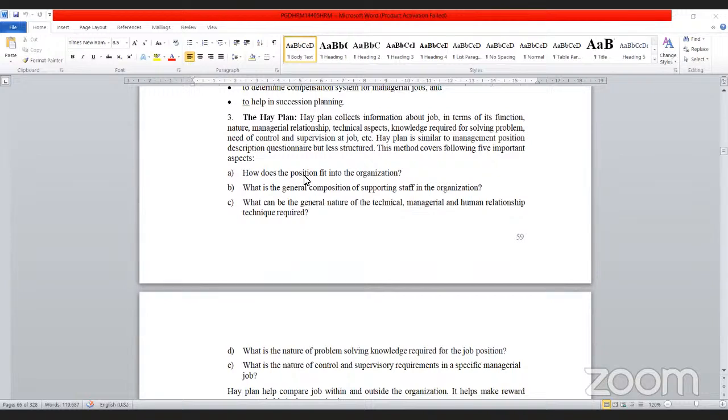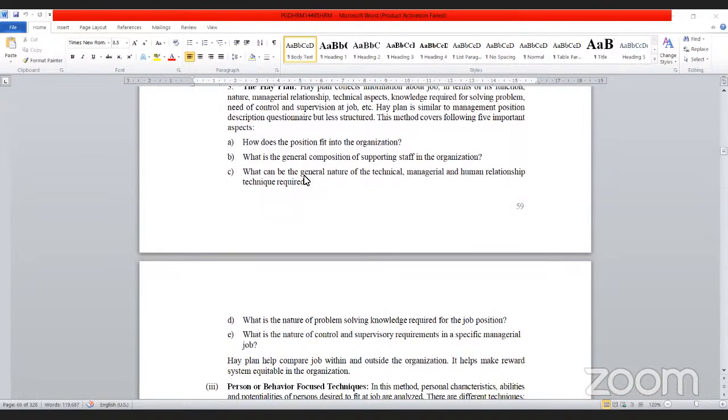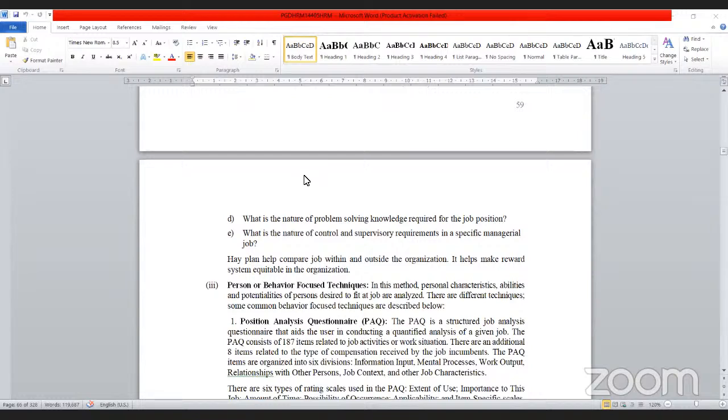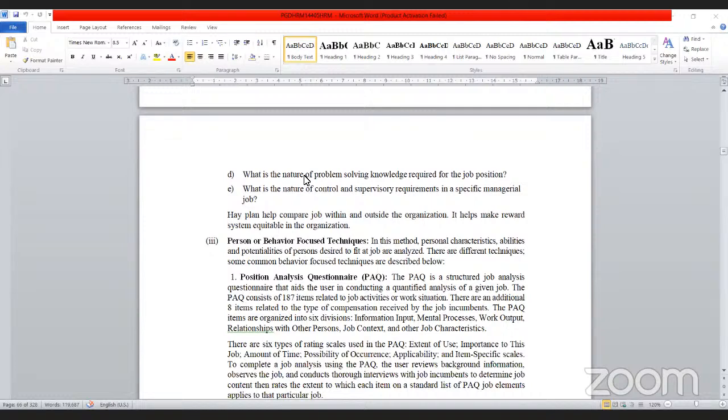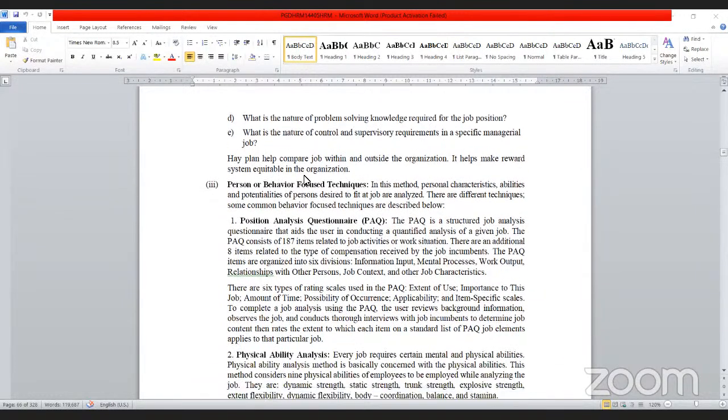So the Hay Plan is called a managerial relationship or a technical aspect because there are questions related to how the position fits into the organization, or what the general composition of supporting staff in the organization is. What can be the general nature of the technical, managerial, and human relationship? What is the nature of problem solving? What is the nature of control? So the Hay Plan helps us to compare the job within and outside the organization.